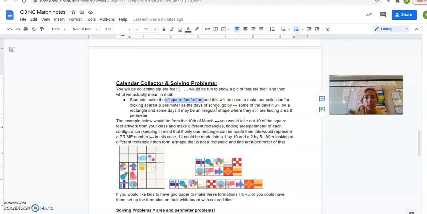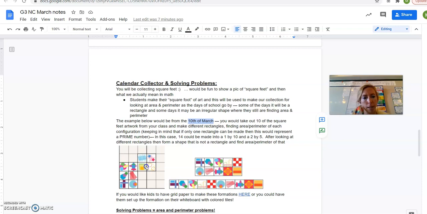And each day, so on March 2nd, I'm going to take out 2 of those pieces of artwork. And we're going to make as many rectangles as we can out of those. So I could make a 1x2, or that's it, a 2x1. But that's just the rotated version. So then we'd find the perimeter and area of our piece of artwork. When you get to something like the 10th of March, now you have more things to make. Now we could make a rectangle that's a 2x5, or we can make a 1x10, and we could find the area and perimeter and notice that the area stayed the same, but the perimeter ends up changing.